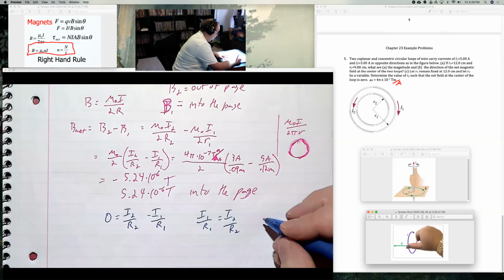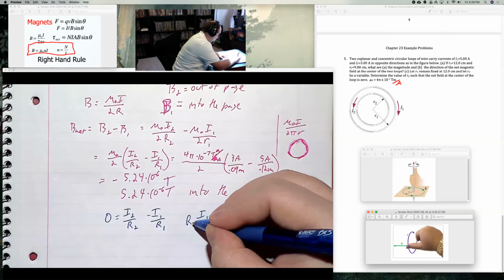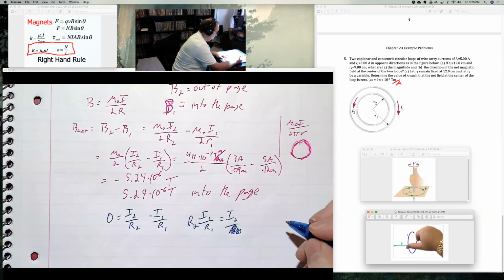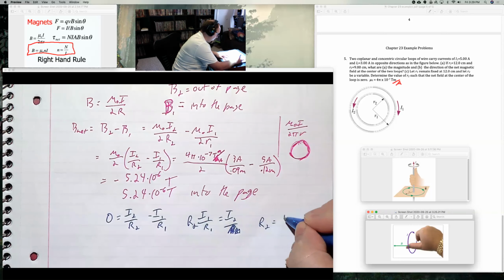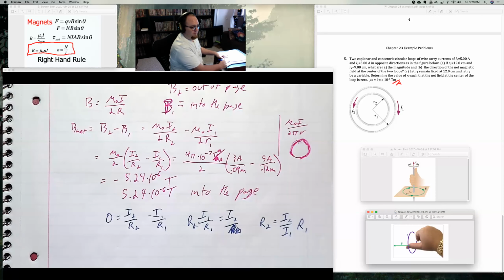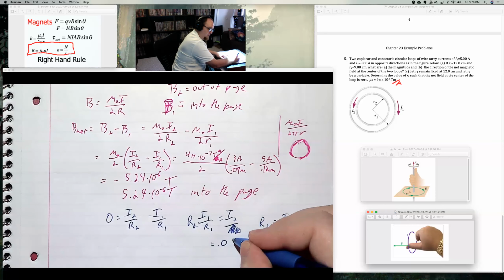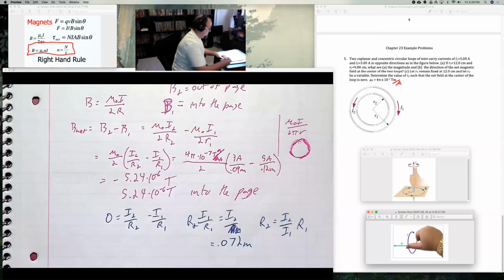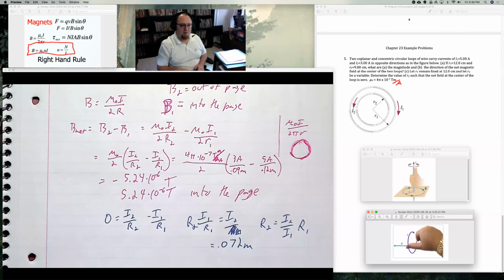I'll multiply both sides by R2. Divide both sides by I1. And multiply both sides by R1. And I'm not going to bother plugging in. You guys can see where the numbers come from.